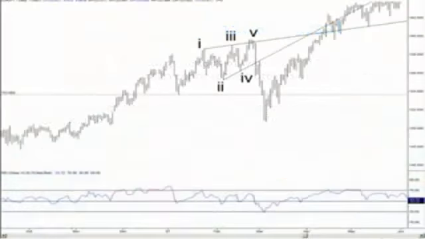This is the euro yen back in, I think, March of 07. But you can see the tops of 1 and 3. We go above 5 for a little bit and then tank 2 and 4.